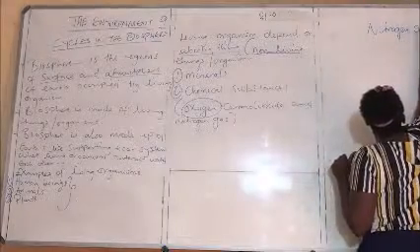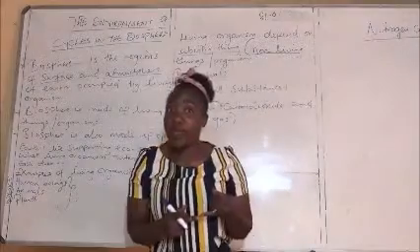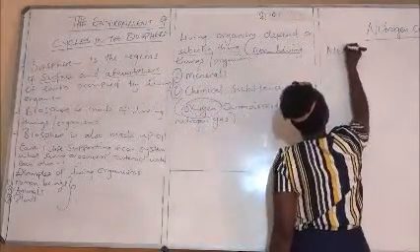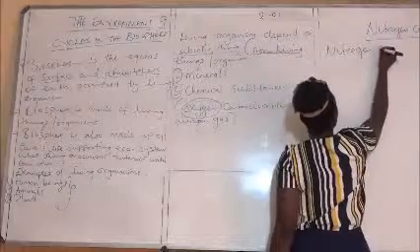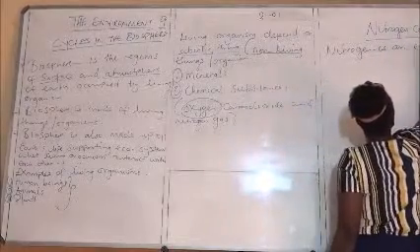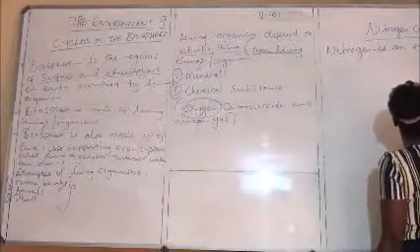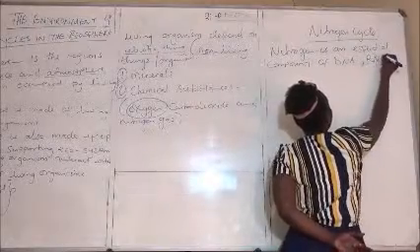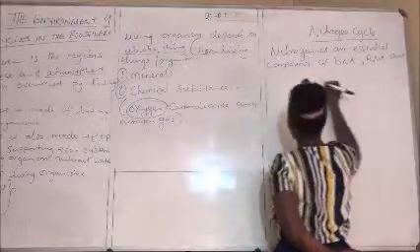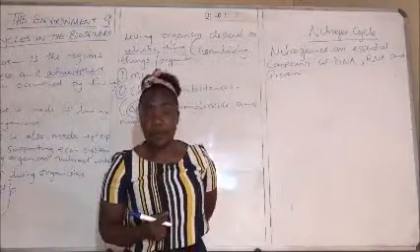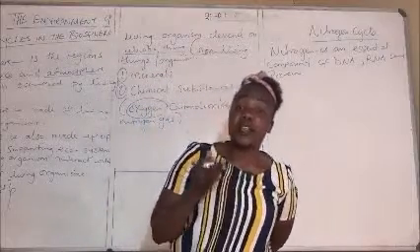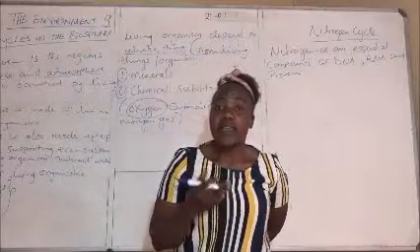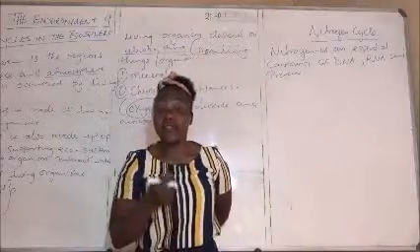Nitrogen. Look at the points on the board. Nitrogen is an essential part of DNA, RNA, and proteins. What do the letters DNA stand for? Apart from that, we should also know what the letters RNA stand for, and their functions.